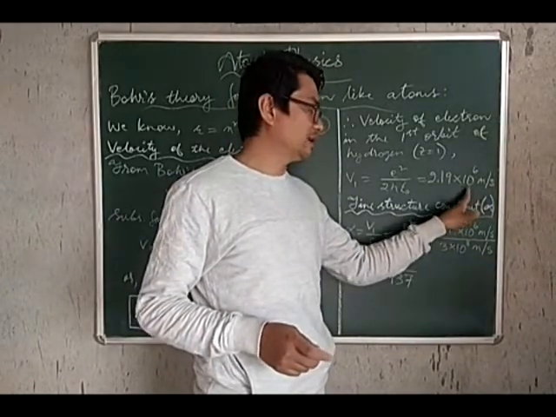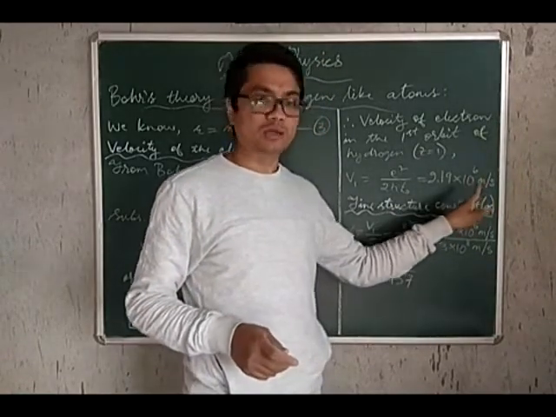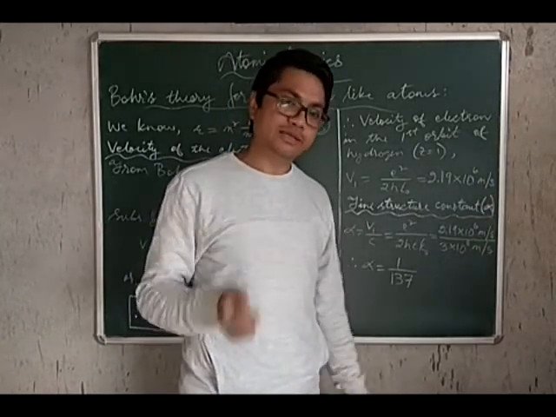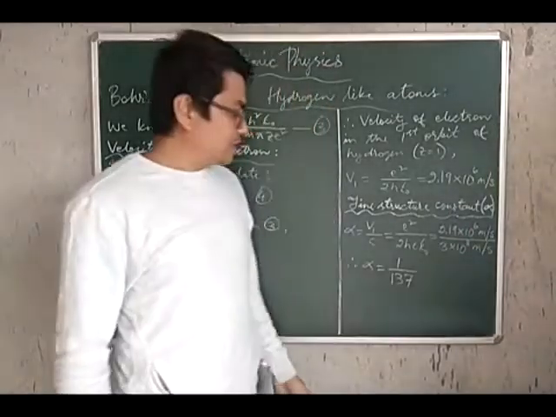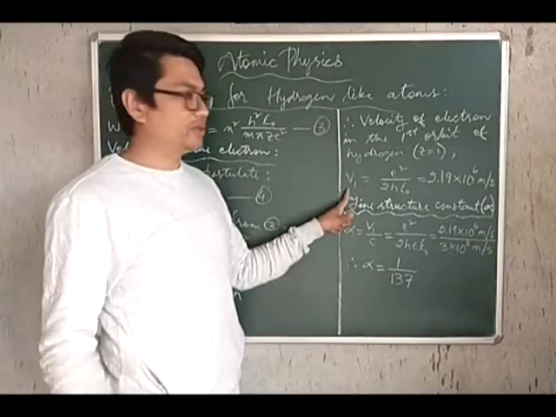If you look at this order, 10 to the power 6 meters per second. We can't even think about this speed. Alright, so this is the velocity of electron in the first orbit of hydrogen.